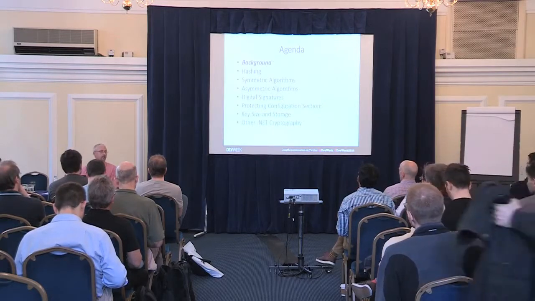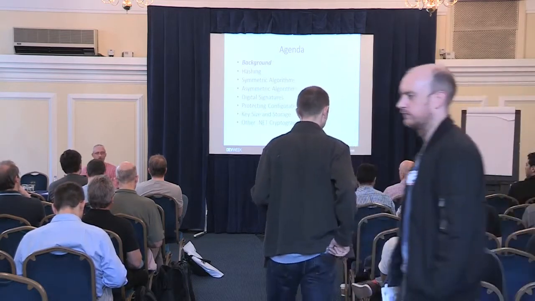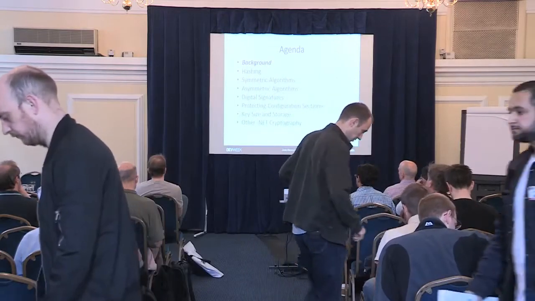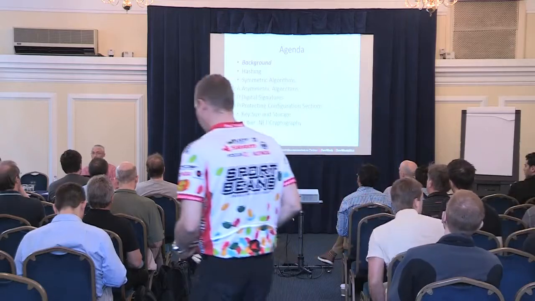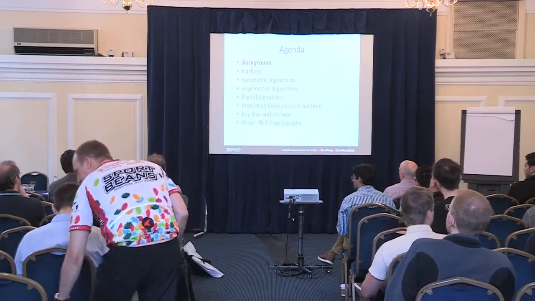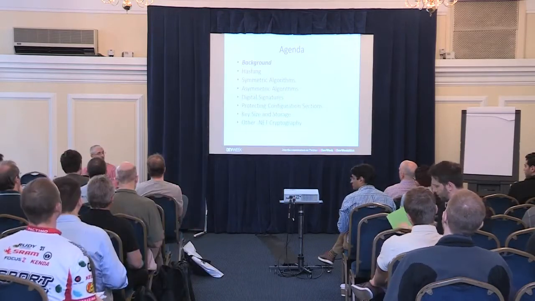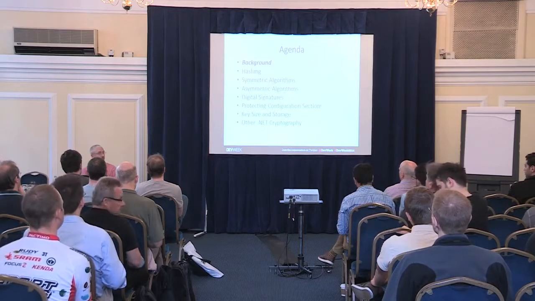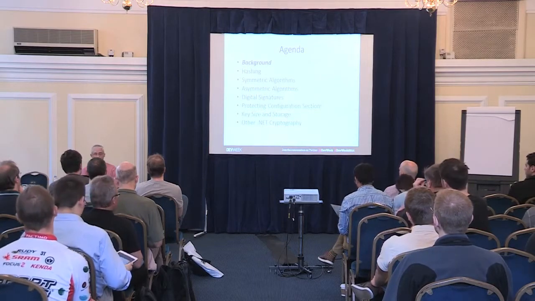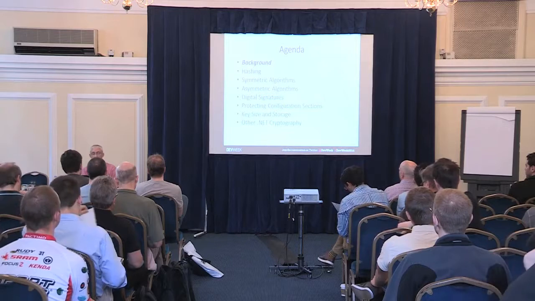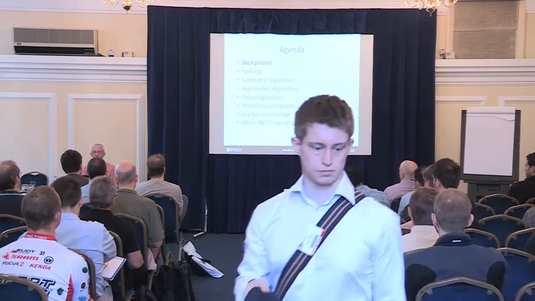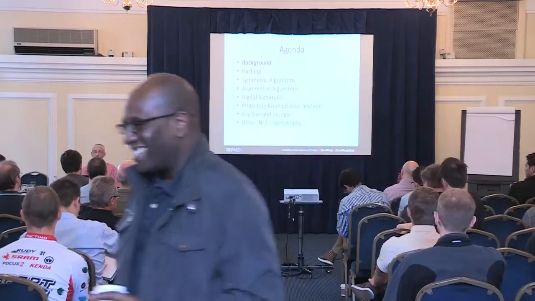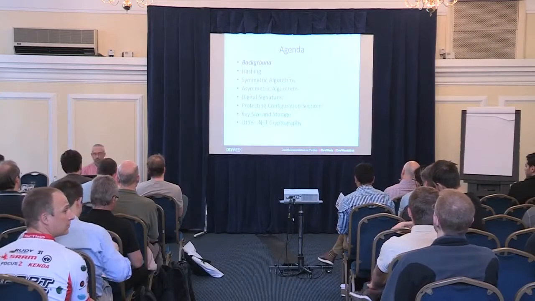Things we're going to go over today: a little background about cryptography. We're going to go into hashing and how that works, symmetric algorithms, asymmetric algorithms, and how to use digital signatures. We're also going to talk about protecting your web.config file with cryptography so you can encrypt sections of it. We'll talk a little bit about key size and storage, how you make the choices about what you're going to use, and then I'll mention some other .NET cryptography that's available.